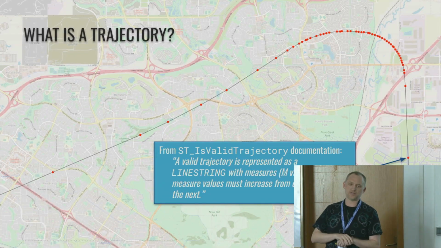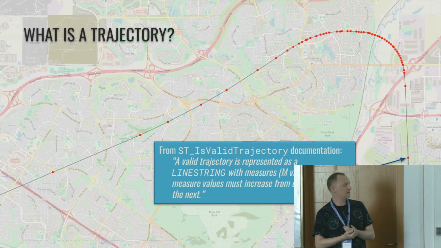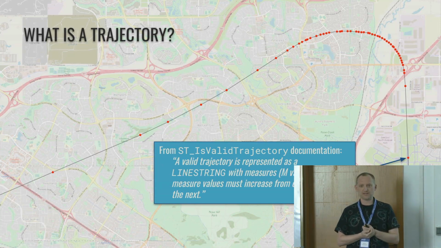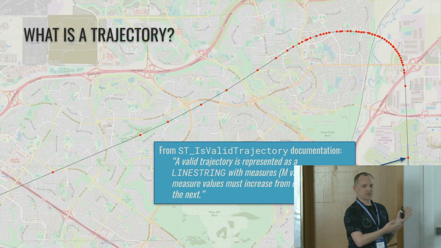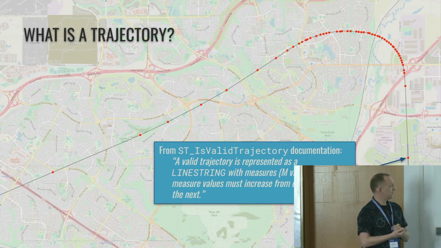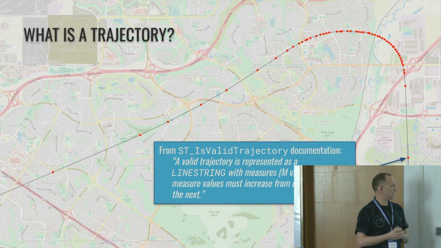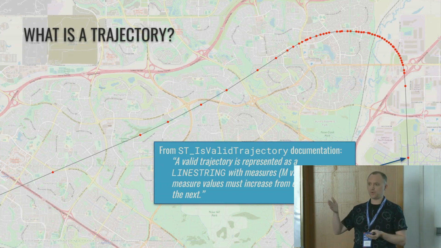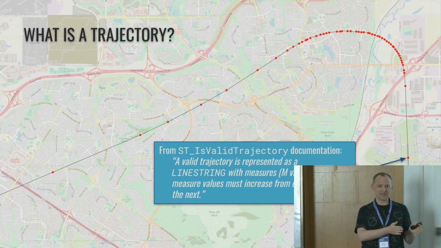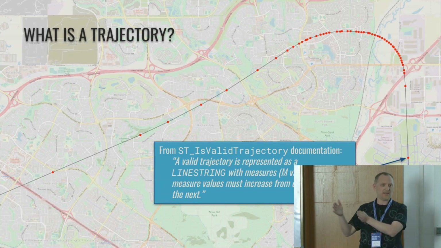If you go to the PostGIS documentation, there's a function called ST_IsValidTrajectory, and it defines a trajectory as this. So a valid trajectory is a line string with measures, m values, which we saw. We have an m value in our table that we were creating. And of course, the measure values must increase from point to point, right? And that makes sense. Time is linear. It's going forward. So the first point must have a smaller value than the next point, and so on and so forth.